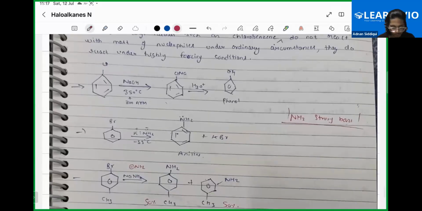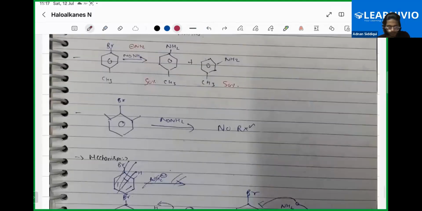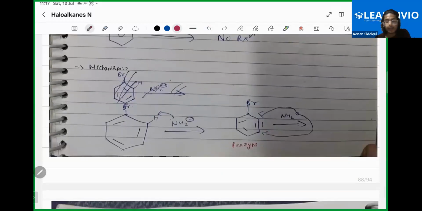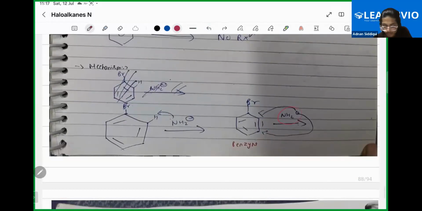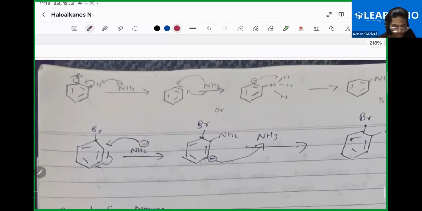So again, these are some examples, and let me give you some mechanism as well. This NH2 negative will act as a base and will abstract this hydrogen and convert it into benzyne. We call it the benzyne mechanism as well. Benzyne is planar. So let us not see this, we will see this one. It will abstract this and convert it into this. This bromine will be removed as carbon cannot make more than 4 bonds.